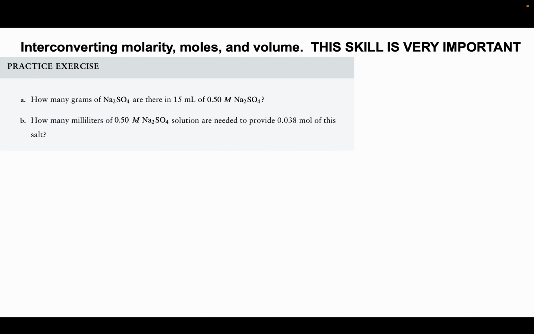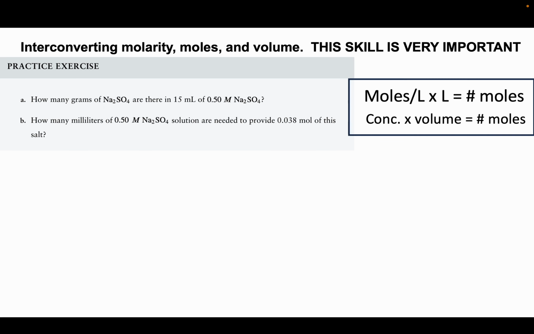Interconverting here between molarity, moles, and volume, this is going to be really important when we do solution stoichiometry. And this practice exercise looks at it. So for the first part, how many grams of sodium sulfate are there in 15 milliliters of a half molar sodium sulfate solution? I'm thinking back to this equation. Moles per liter times number of liters gets me the number of moles. By combining concentration with volume, it gets me number of moles.